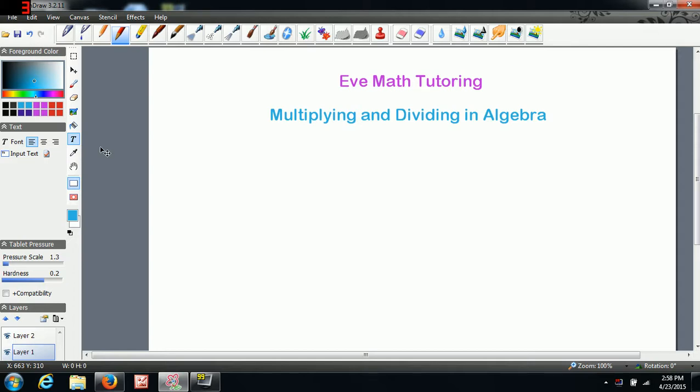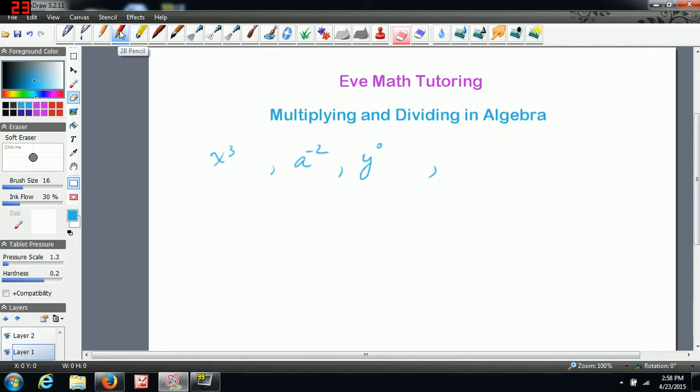Today's lesson is on multiplying and dividing in algebra. So in algebra we see lots of expressions, like the following. You might see things like x cubed or a to the negative 2 or y to the 0. Anything to the power of 0 is equal to 1. Now this is an equation, not an expression, so I'm just going to take this part out. That's just a side note for you to remember that anything to the power of 0 equals 1.